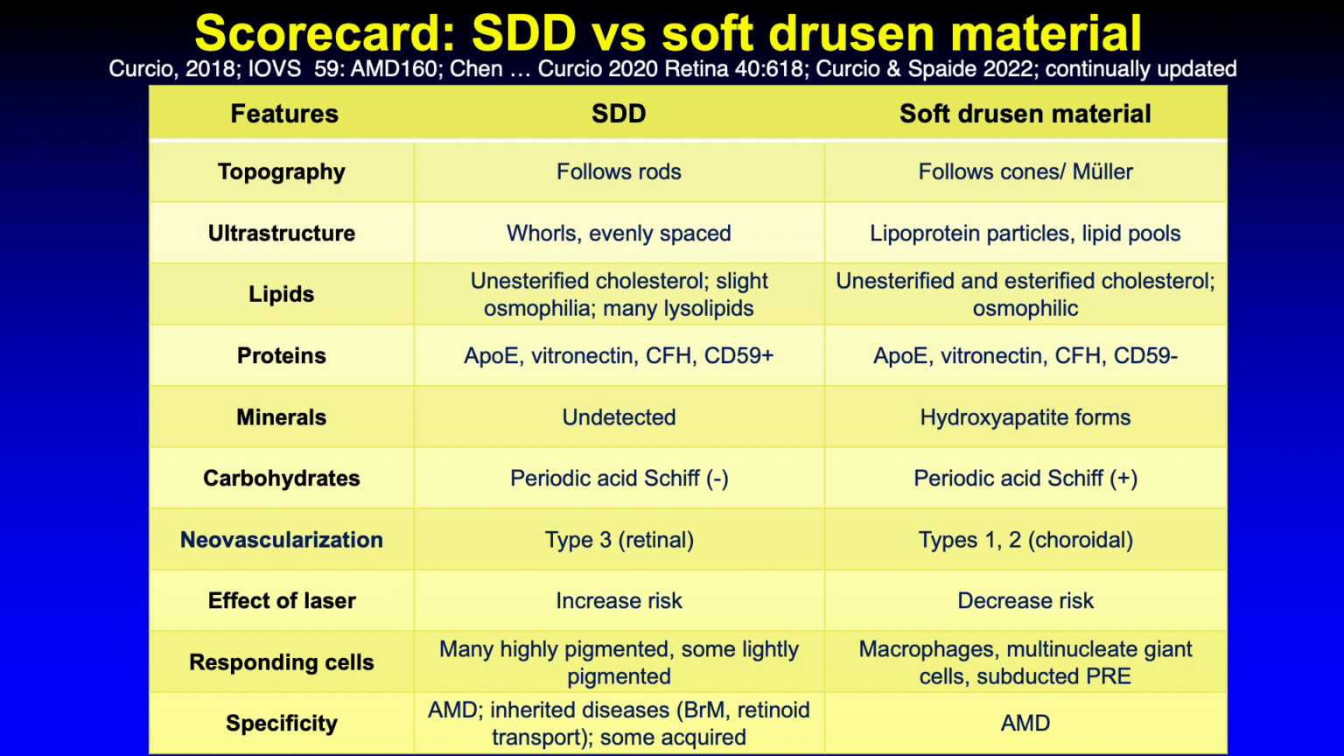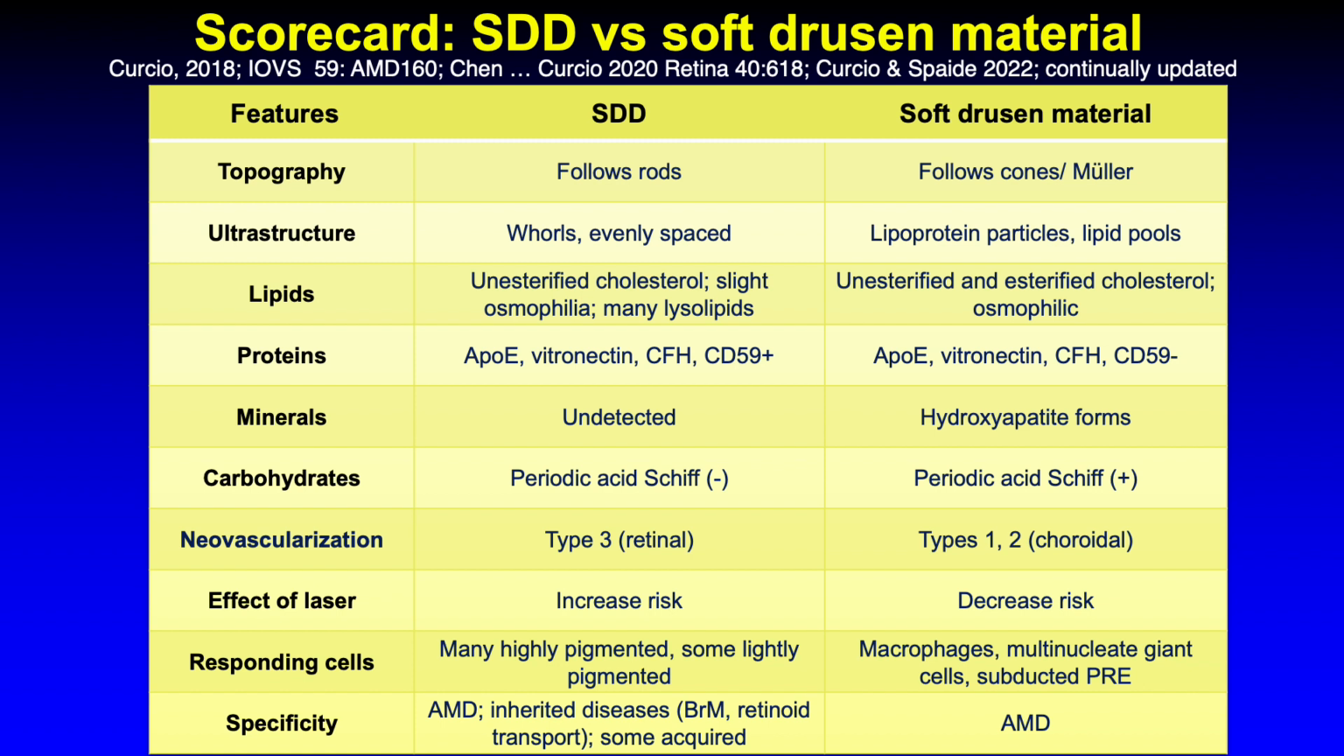Because of the overall hypothesis that deposits reflect specific physiologic needs of cones and rods, it is justifiable and helpful to directly compare SDD and high-risk soft drusen material. In this tutorial, we discuss the difference in retinal distribution, lipid content, and the predilection for retinal versus choroidal neovascularization.